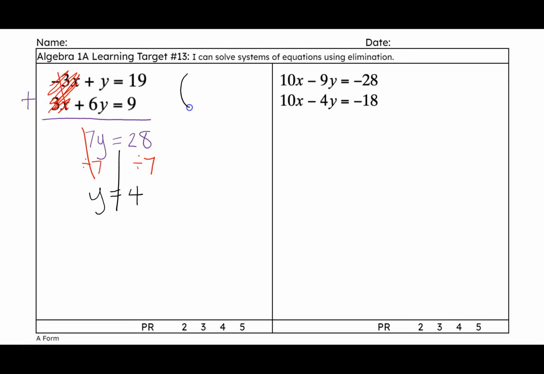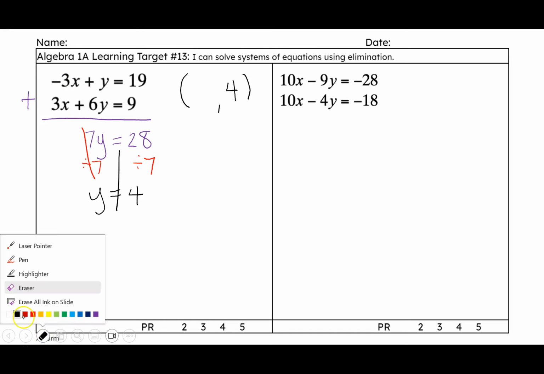And I have already found the y component of the coordinate of where those two lines cross. It's 4. That was a lot less work than substitution. However, that's only half the answer. I need to find x as well. And to find x, I'm going to use one of these two equations up here. It doesn't matter which one. I don't like this negative up here. Let's do the bottom one.